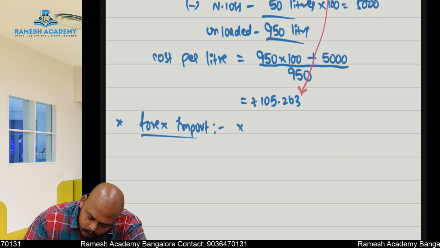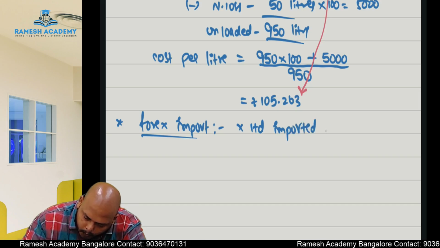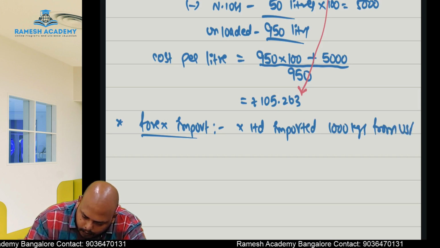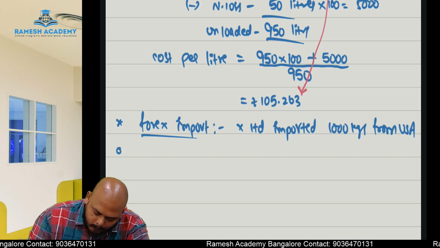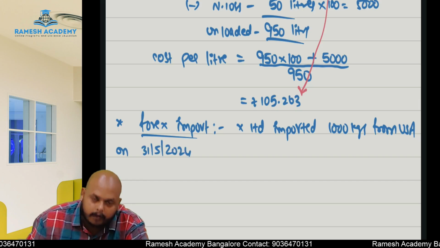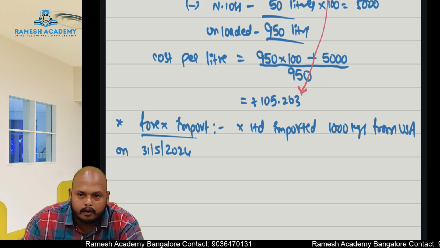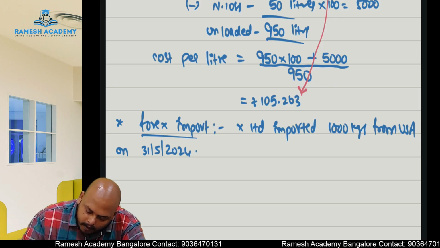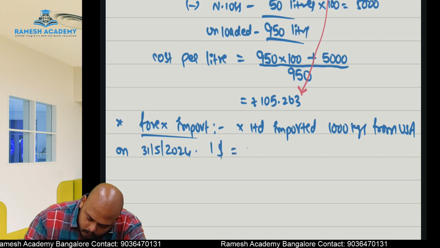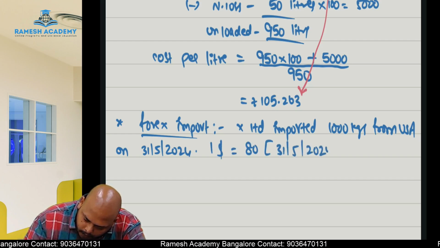Suppose X Limited imported 1000 kgs from USA on 31st May 2024, Nana. They imported on 31st May 2024 how many kgs? 1000 kgs from USA. $1 is equal to 80 rupees on 31st May 2024.